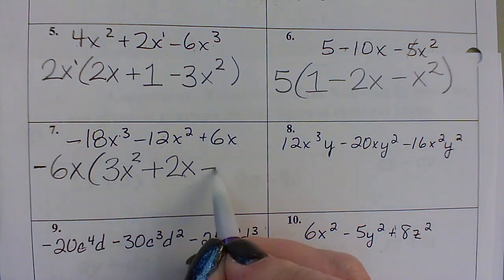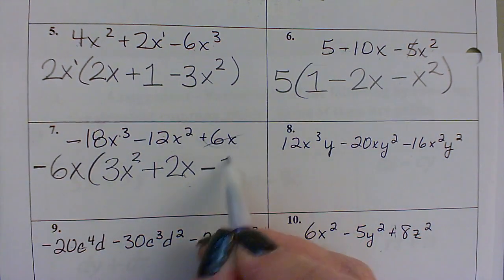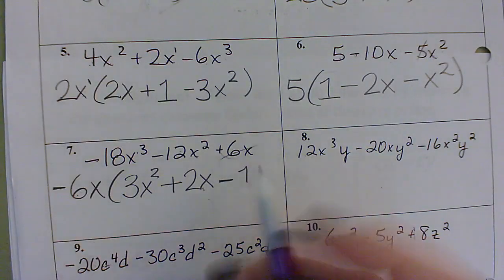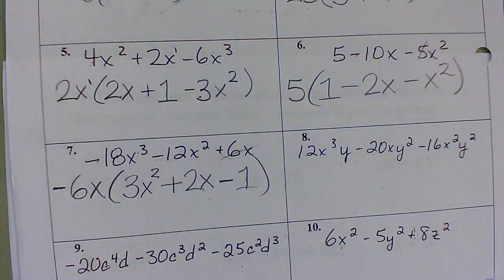Positive divided by a negative is a negative. And I removed all of that. So I've got a 1. Okay? I tried this next one, so I have to know that was right.